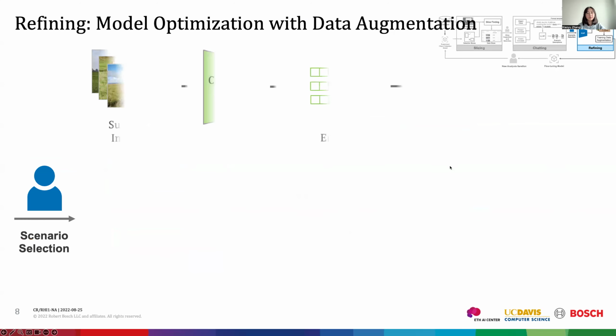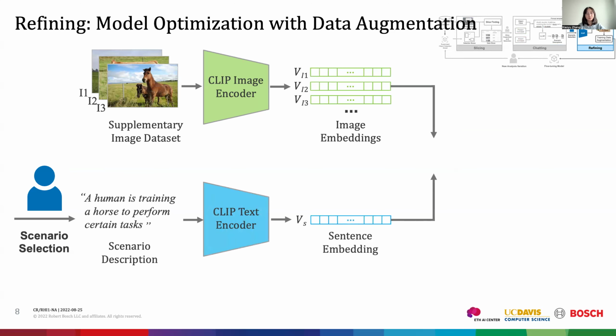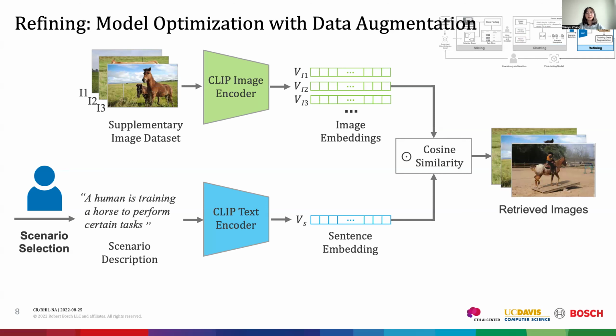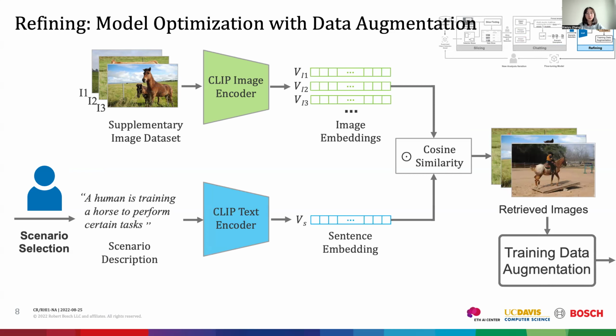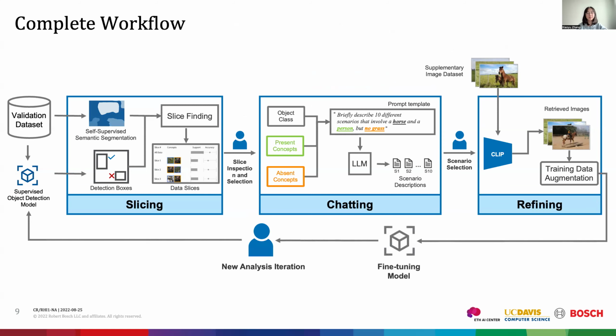We obtain unified embeddings for both the images within the slice and the scenario descriptions using OpenClip, an open source implementation of Clip, and then calculate their semantic similarity to retrieve supplementary images from an additional image dataset. Finally, we can retrain the model with the augmented data. ConceptSlicer is an iterative workflow, so users can use our solution to optimize their model for multiple runs until they are satisfied with the results.